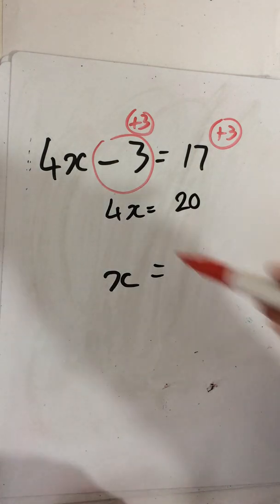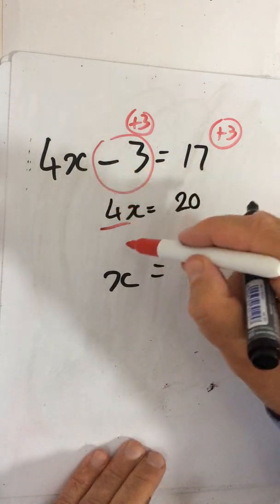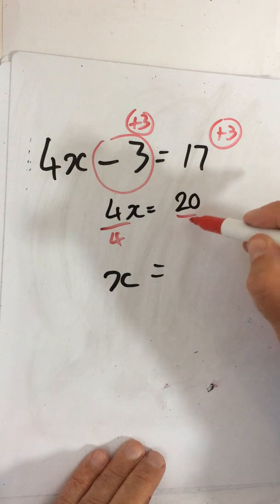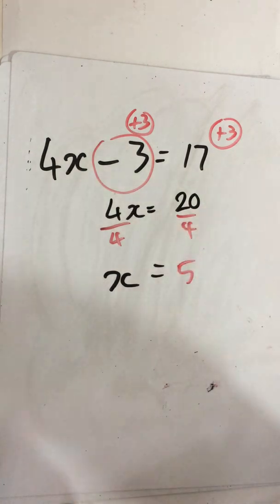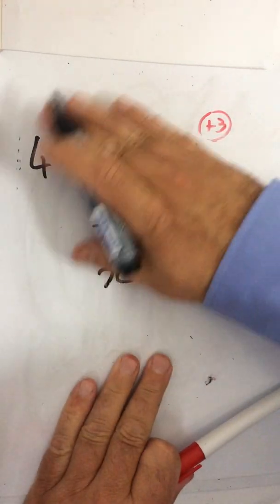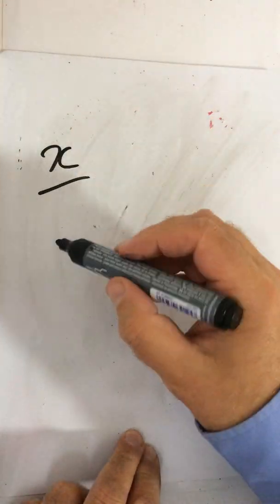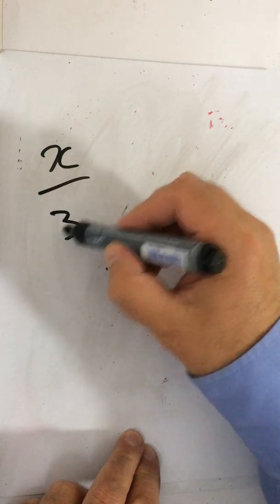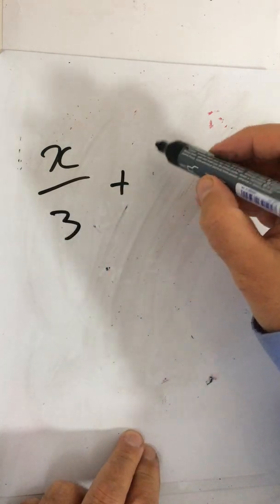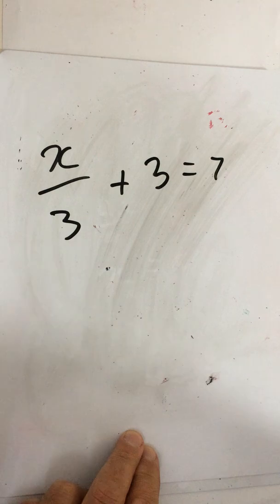Now, this is 4 times x. Now I do the other move, don't I? Divide that by 4, divide that by 4. X is 5, okay? One more, and then you can do some, oh no, we'll do a couple more. We'll do some involving brackets as well. x over 3 plus 3 equals 7, okay?